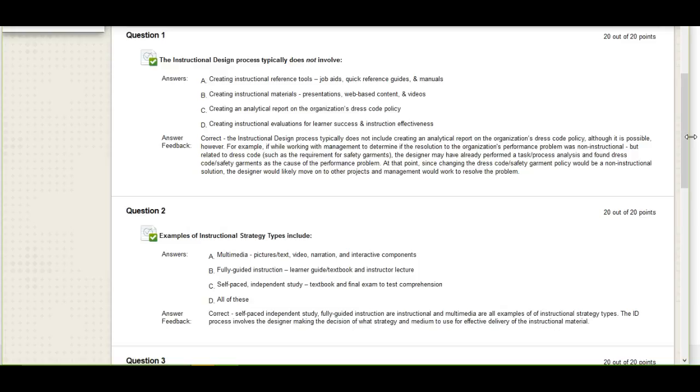The correct answer is D. Self-paced independent study, fully guided instruction, and multimedia instruction are all examples of instructional strategy types. The instructional design process involves the designer making the decision of what strategy and medium to use for the effective delivery of the instructional material.